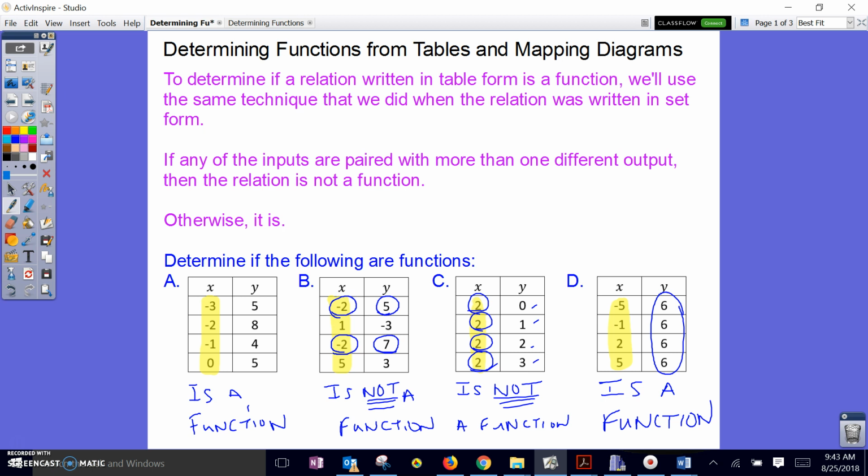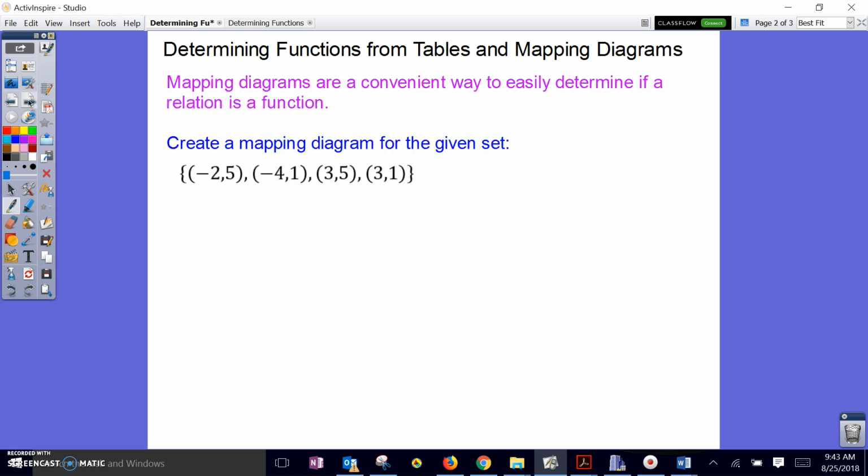Next, we're going to look at mapping diagrams. When we see a mapping diagram, it's really easy to tell whether or not a relation is a function. Let's review quickly how we create a mapping diagram. We're going to create two ovals, one for the inputs and one for the outputs, the x's and y's. And we're going to take all of the x values that appear in the set, and write them in this oval vertically.